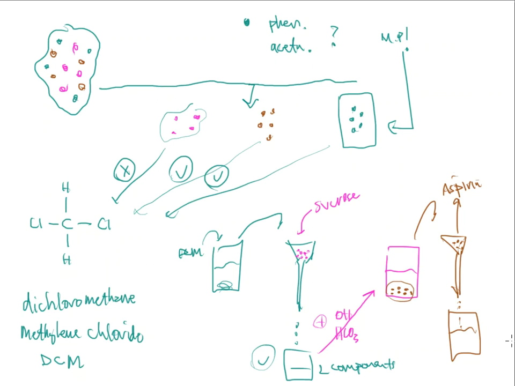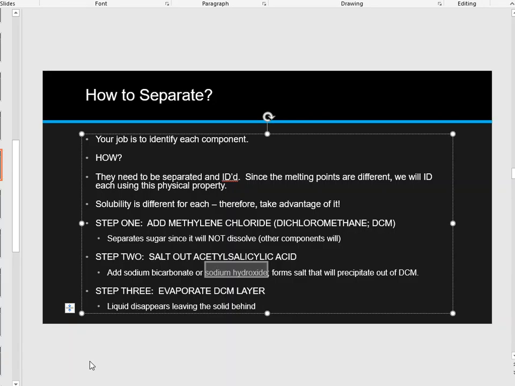Okay, so finally down here at the bottom of the beaker, this is where my third component is going to be. And this third component is either acid analyte or phenacetin. I've got to figure out which one it is, but I've got to get it to a solid first. So in step number 3, we're going to evaporate the DCM off. The liquid disappears, and you'll have the solid that's left behind.